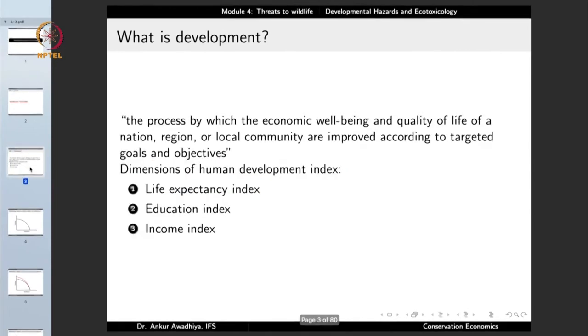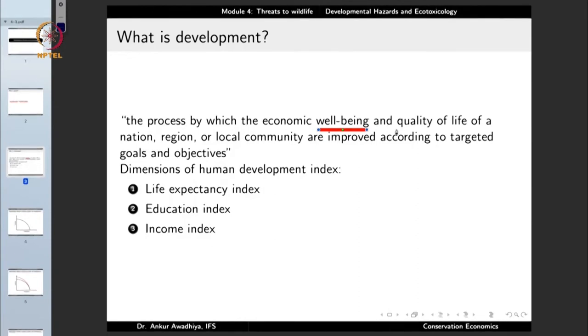Now this is different from development. Development is the process by which the economic well-being and quality of life of a nation, region or local community are improved according to targeted goals and objectives. Now when we are talking about development, we are not talking about an increase in size of something. We are talking about things such as well-being, or we are talking about things such as quality of life.